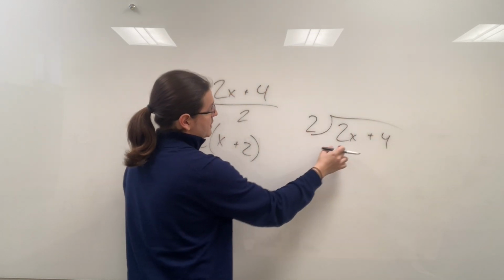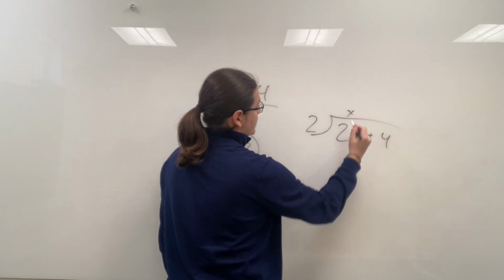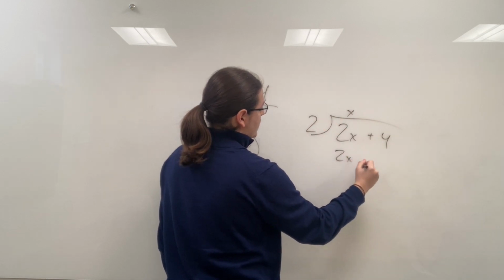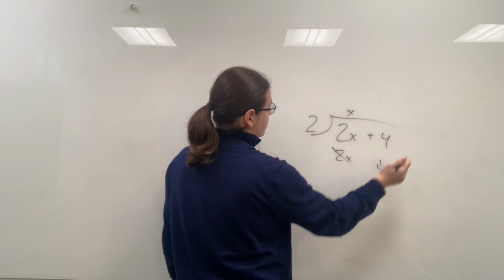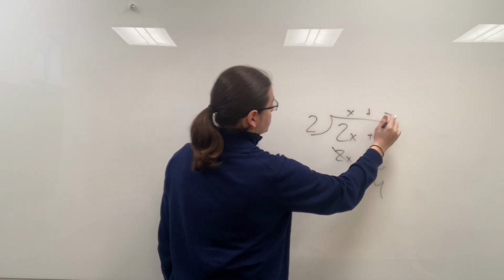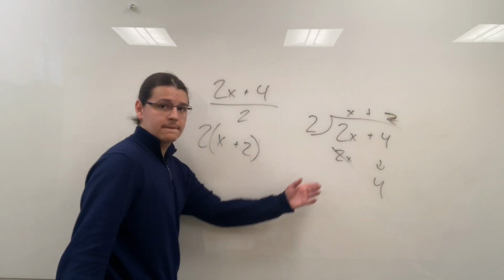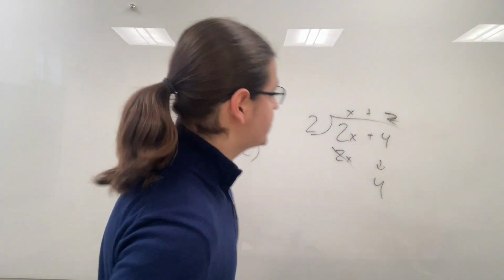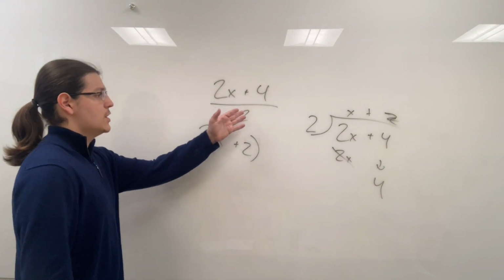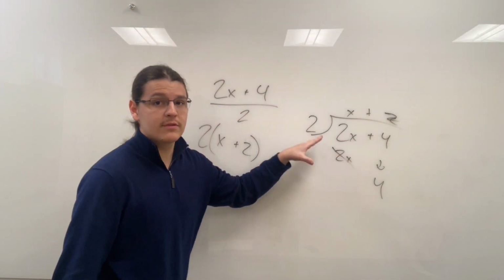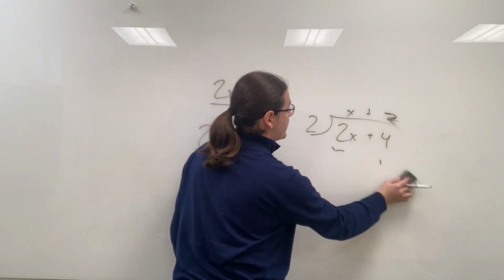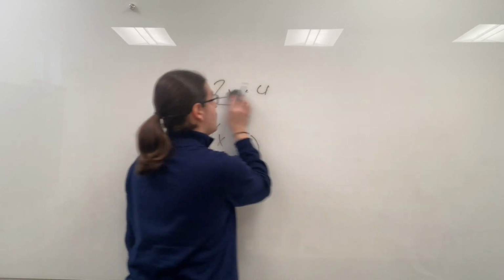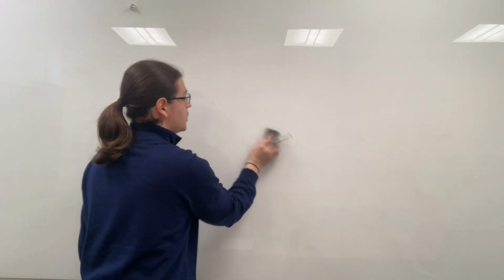Now, how many times does 2 fit into 2x? Well, it fits into it x times. Multiply through, 2x, cancel. 4. How many times does 2 fit into 4? 2. So that process, long division, is what we're going to use in order to divide polynomials. It's not a very fancy name, but it's polynomial long division.